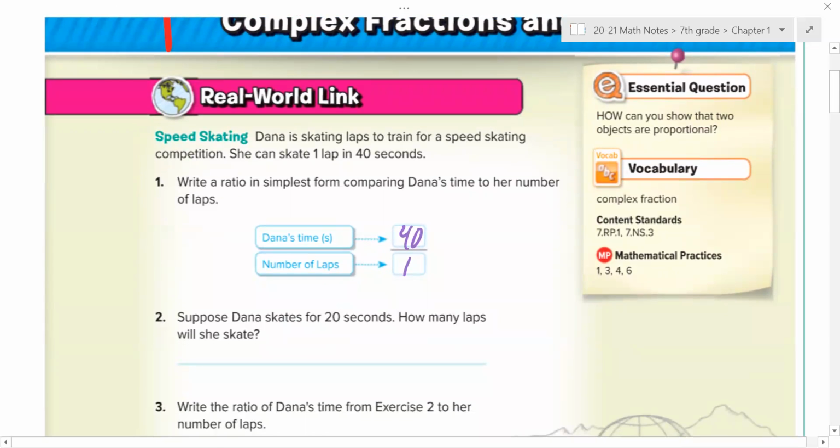Suppose Dana skates for 20 seconds, how many laps can she skate? So since we have 1 lap here, and that's 40 seconds, if we were to take the numerator and divide it by 2, we would have 1/2 of a lap.